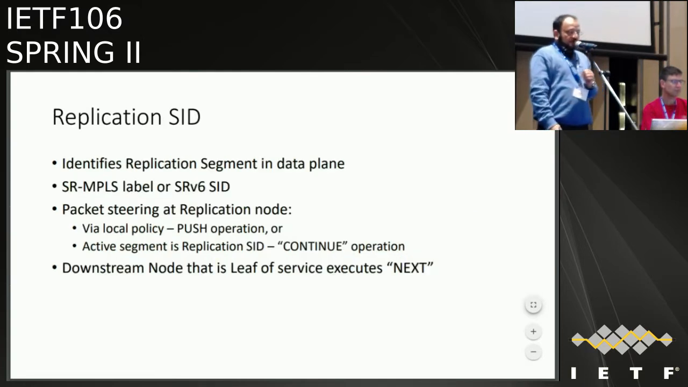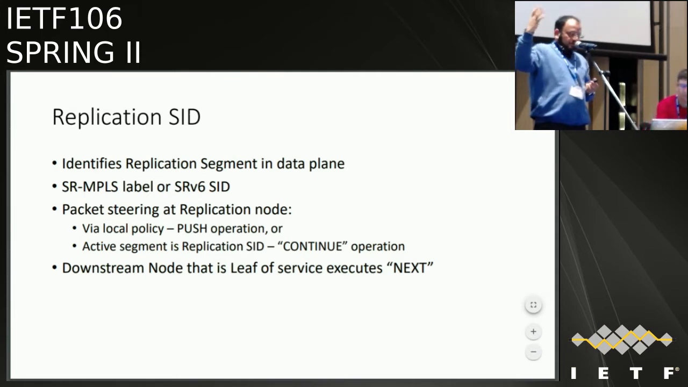What is the replication SID, which is what has been defined here? This is a forwarding construct. It identifies a segment in the data plane by an MPLS label or SRv6 SID. This is more like a binding SID. When a packet comes with that SID, it gets replicated to each of the egresses using unicast.